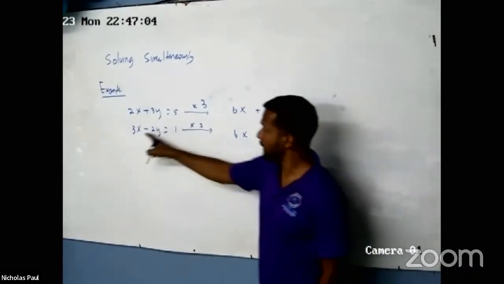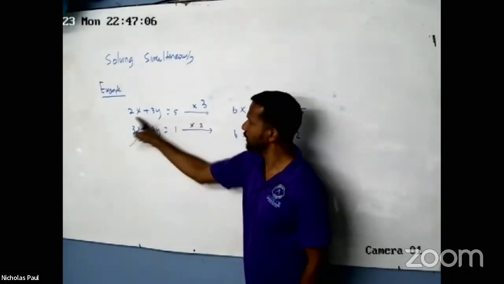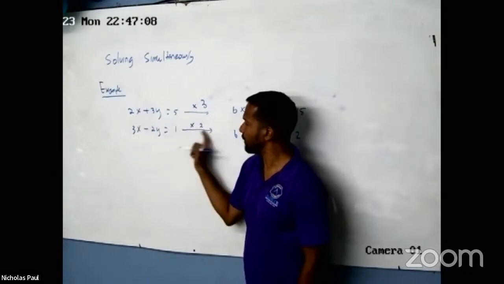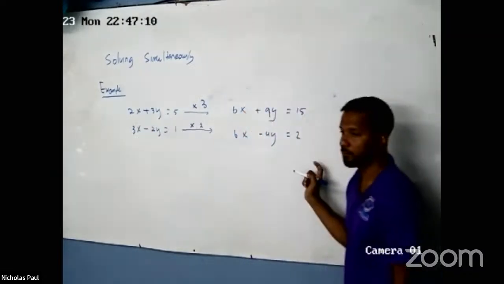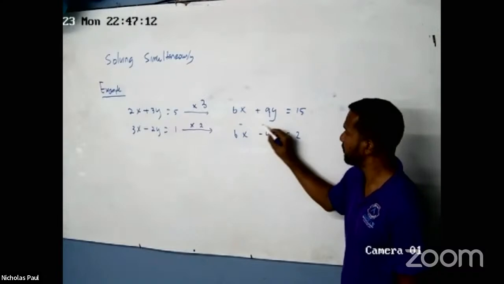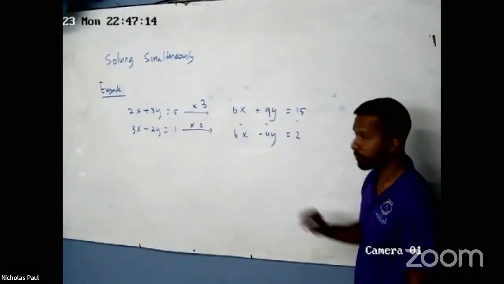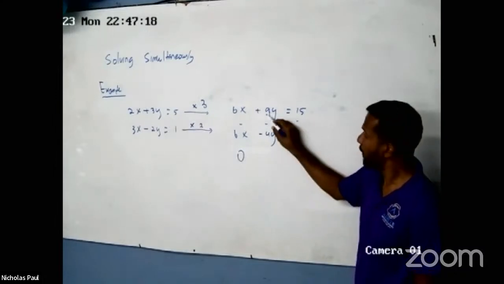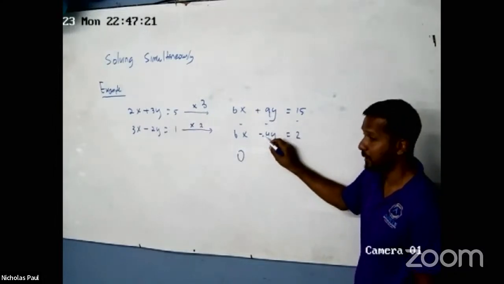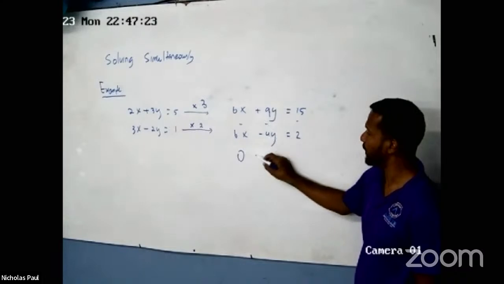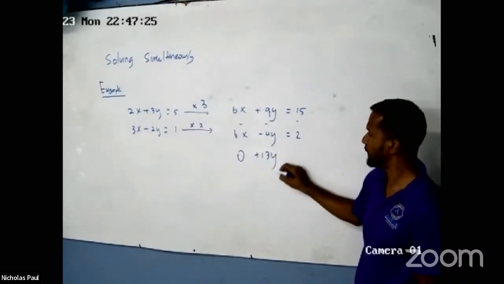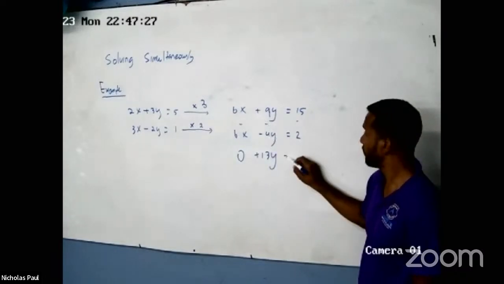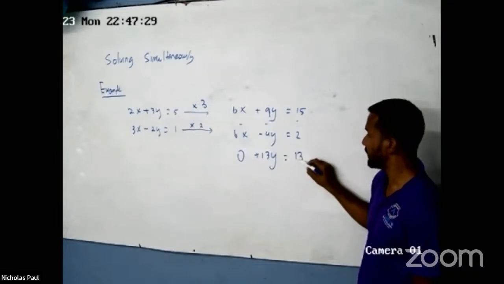So I multiply everything by 3. I use this number, everything by 2. And I get this. Once I do that, minus. 6x minus 6x is 0. 9 minus a minus is a plus, right? So 9 plus 4 is 13. 15 minus 2 is 15.